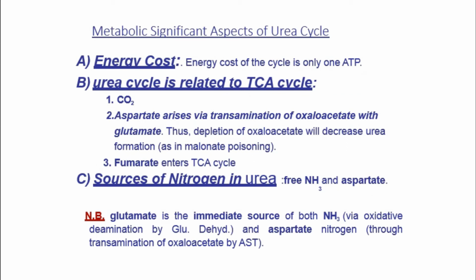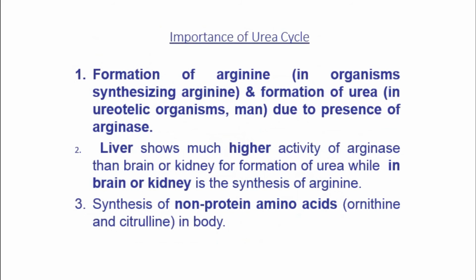The significance. Energy cost: only 1 ATP is required for this cycle. This cycle is also related to the Krebs cycle. How? Because of the carbon dioxide and also aspartate that is obtained from amination of oxaloacetate and glutamate. Number 3, fumarate can enter the TCA cycle. Sources of nitrogen in urea are either ammonia and the aspartate. Importance: forms arginine and forms urea.